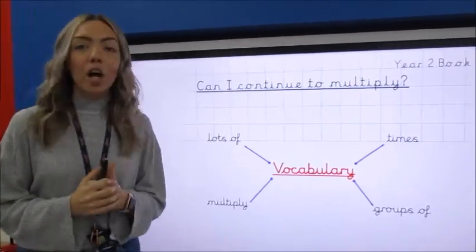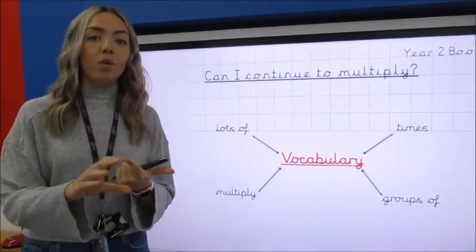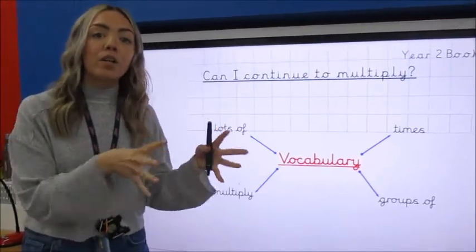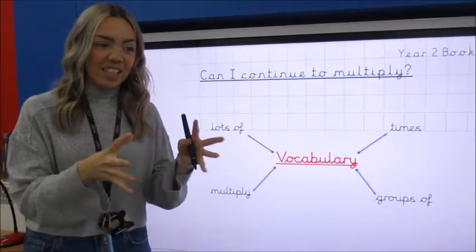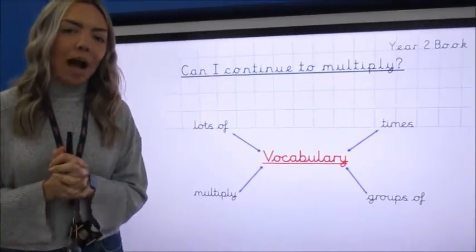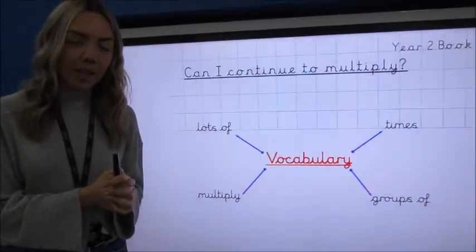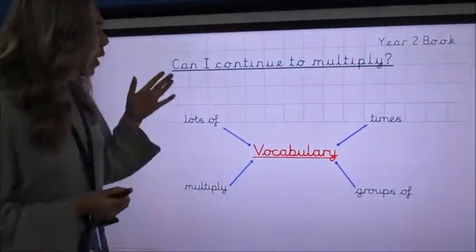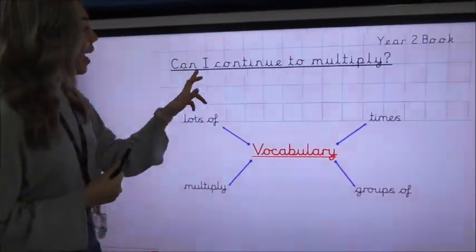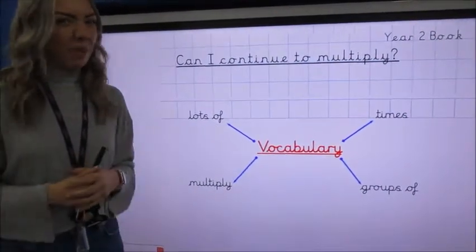So we're going to carry on with some multiplication today, but you will need either a piece of paper or your whiteboard, probably both if you've got them, because then you can record your learning and it can stay there so we can see it and you won't have to rub it out, okay? So whiteboard for practicing and some paper for recording all of your answers, okay? So we're going to look then today at our learning question, and our learning question says, can I continue to multiply? Can we? I think we can.